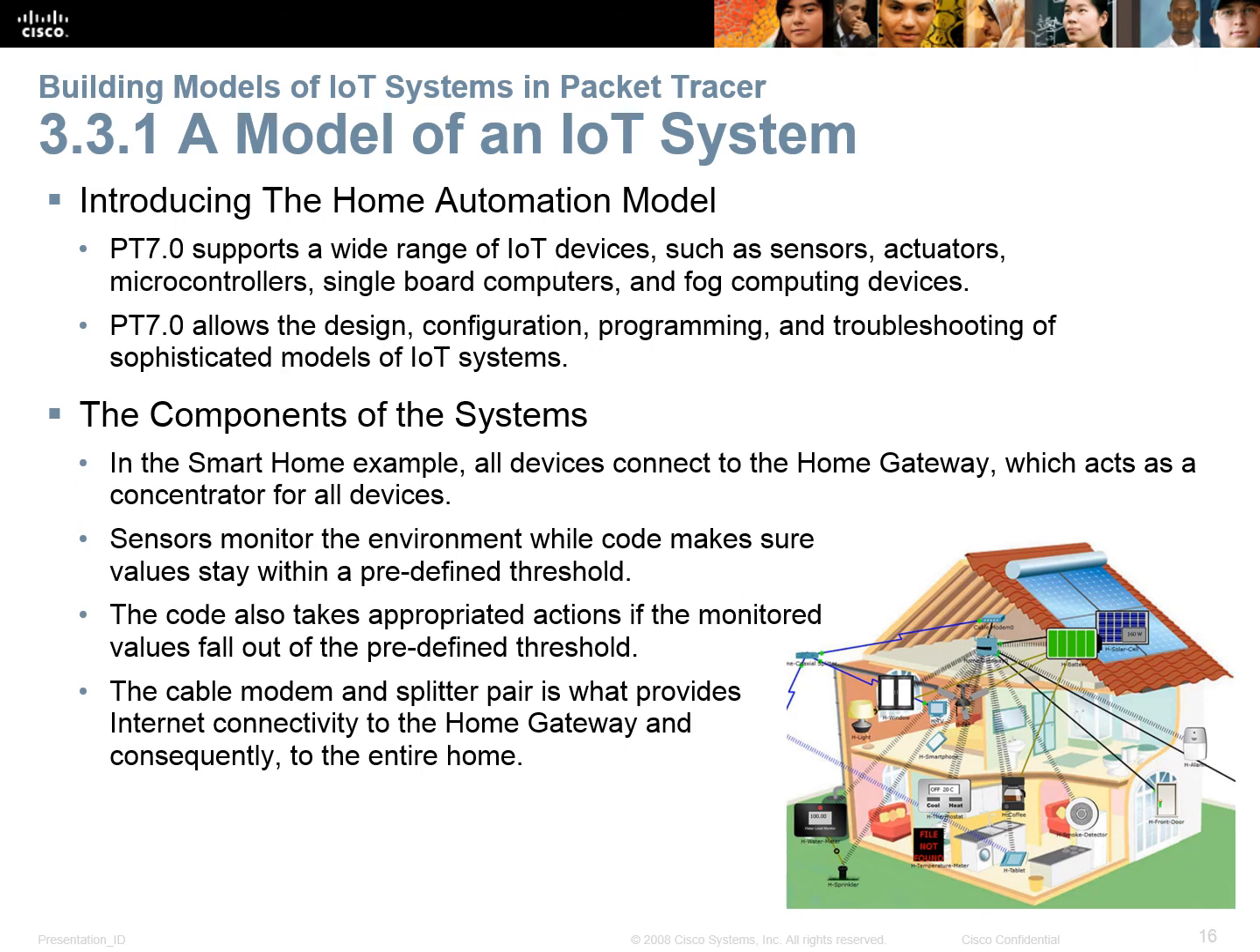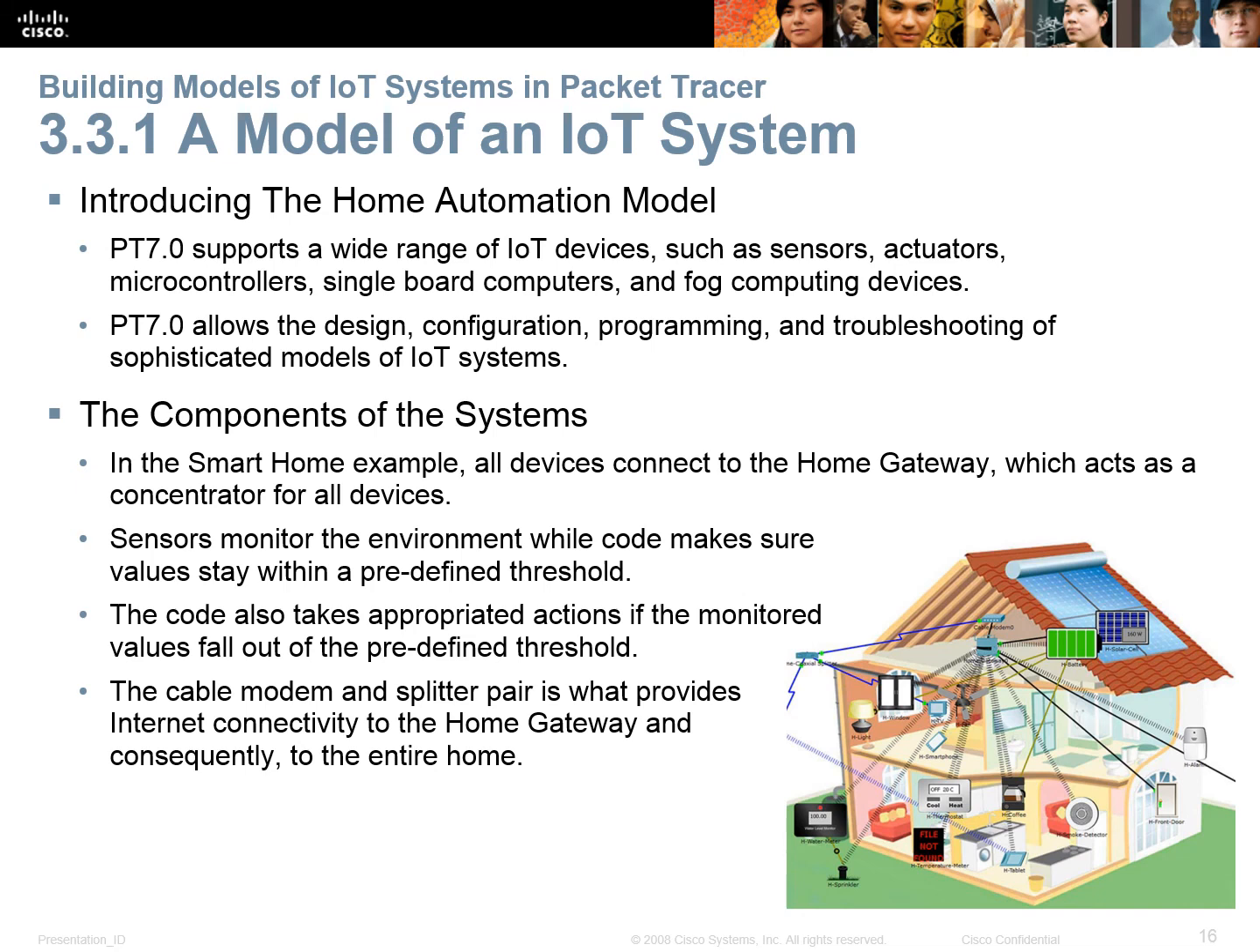In a smart home example, all devices connect to the home gateway. The home gateway acts as a concentrator for all devices, providing wired and wireless connectivity. It is also on the home gateway that a web interface is created and hosted to allow users to control and monitor all of the connected devices.